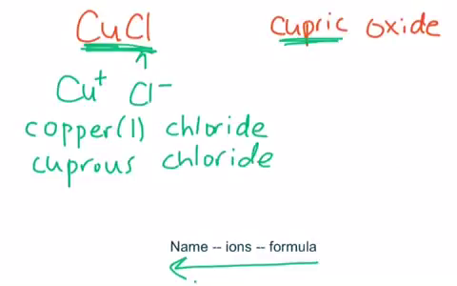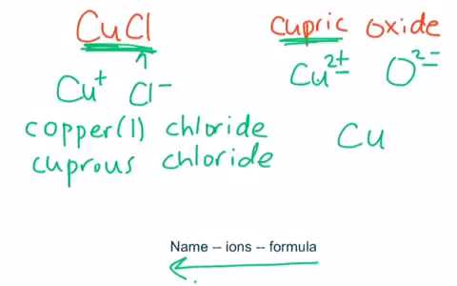And then cupric oxide over here, I would have to remember, okay, cupric is copper, ic is the higher of the two oxidation states, oxide 2-. I noticed that 2+ and 2- are equal, so my formula would be CuO.